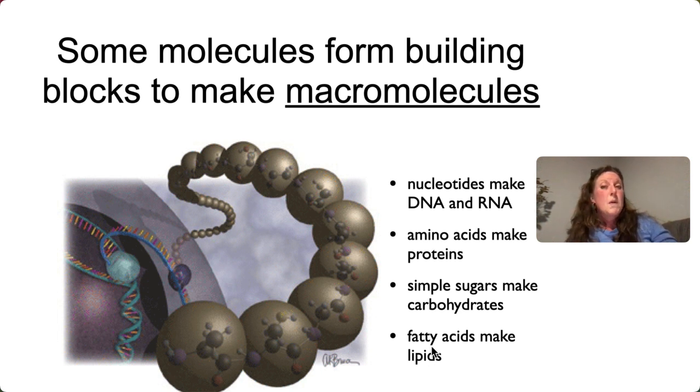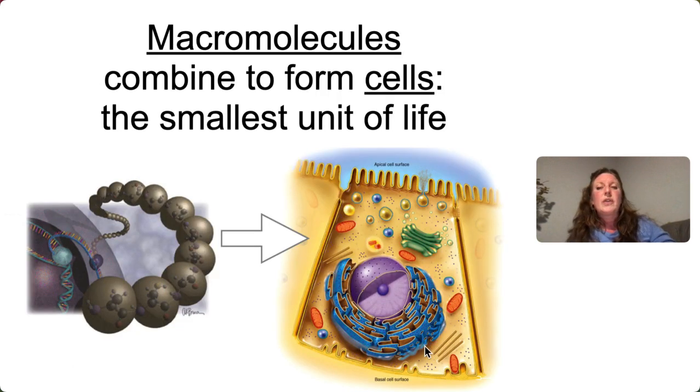Now, these four macromolecules, and these are the only four that we're talking about because they're the only biological macromolecules, combine in different ways to help us make cells and all of the structures inside them. Now, cells are the most basic unit of life, which means that a cell on its own can perform all the functions that we ascribe to living organisms. We're going to talk about those characteristics in the next lesson.